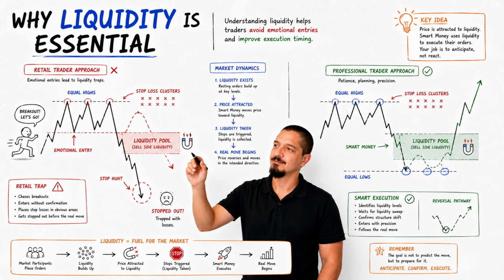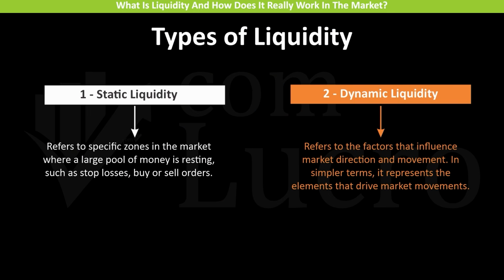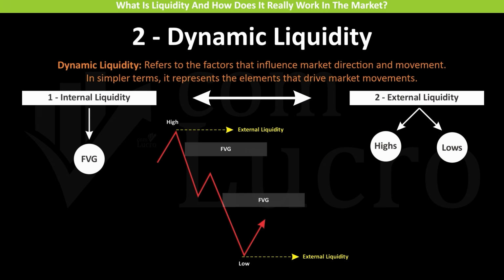It is essential. Liquidity can be classified into two types: static liquidity and dynamic liquidity. And this distinction becomes extremely important when we later look at how strategies like the Silver Bullet identify sweeps and reversals. Let us briefly explain both. Dynamic liquidity refers to the factors that influence market direction and movement. In simpler terms, it represents the elements that drive market movements.